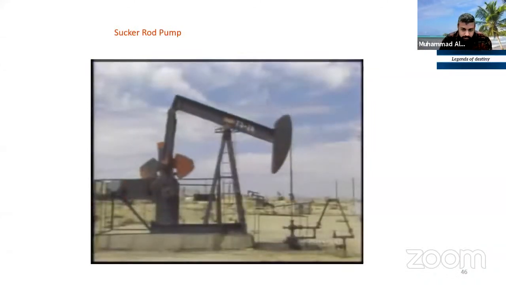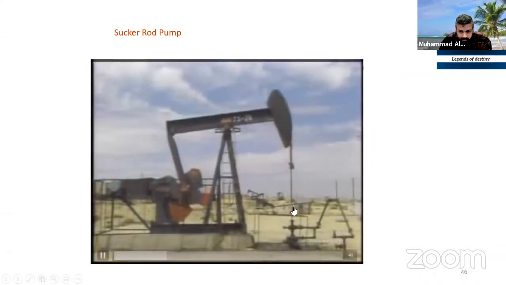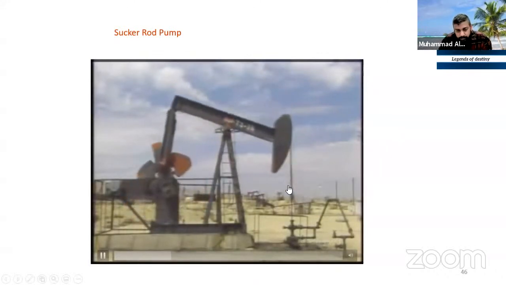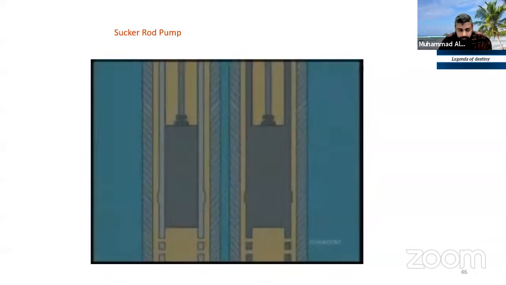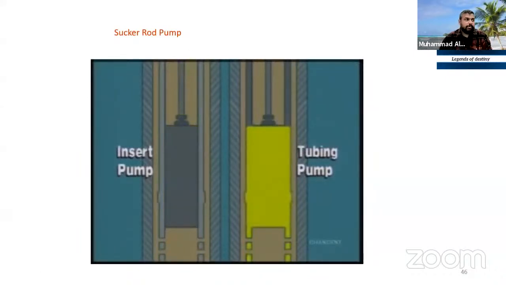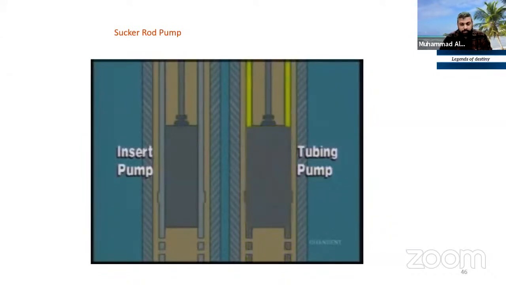A rod pump is a relatively simple device and can be operated over long periods of time with minimum cost and maintenance. There are two classifications of sucker rod pumps: an insert or rod pump and tubing pump. The insert pump is installed on the rod string. A tubing pump is attached directly to the tubing.